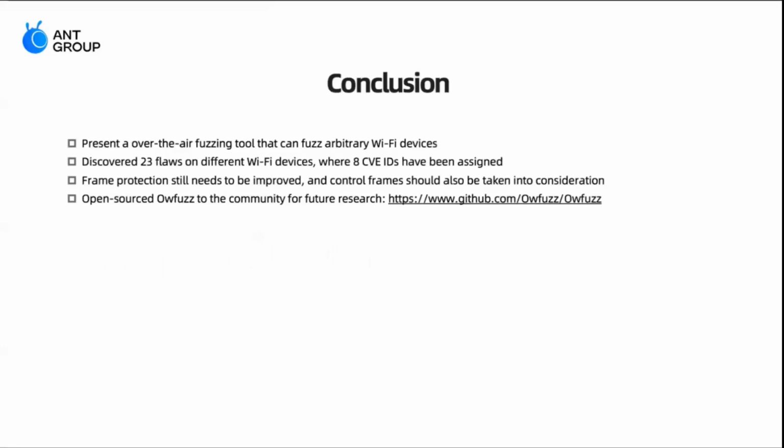Okay, in this paper, we present Owfuzz, an over-the-air Wi-Fi fuzzing tool which can fuzz any Wi-Fi devices and supports all frame types of fuzzing test and interactive test. Using Owfuzz, we discovered 23 flaws where 8 CVE IDs have been assigned, and we believe that Wi-Fi frame protection still needs to be improved, and the control frames should also be taken into consideration. Finally, we have open-sourced Owfuzz to the community for future research.